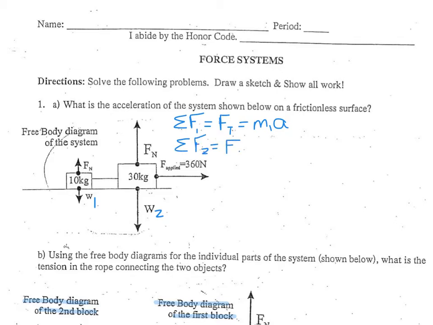Block 2 has 2 forces causing it to accelerate. We have the applied force and then the tension force, and that's going to cause it to accelerate, and they're both accelerating in the same direction to the right because of this applied force. Okay, so the easiest thing I think is to use substitution.